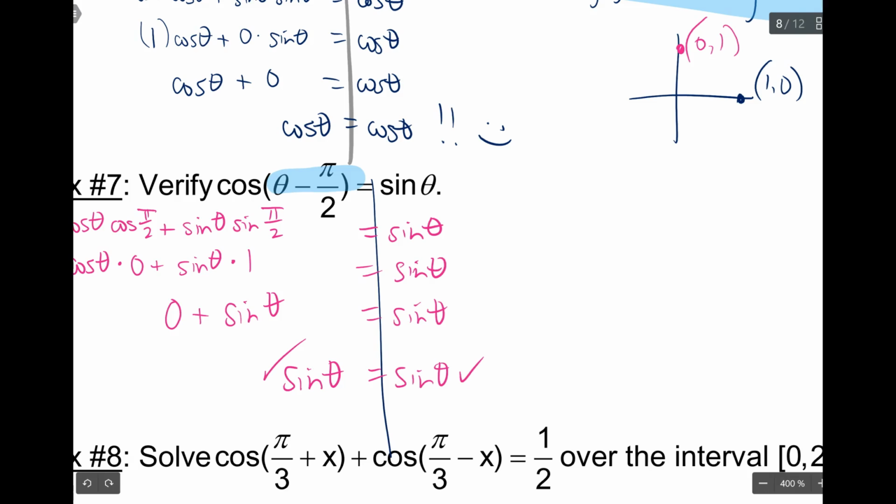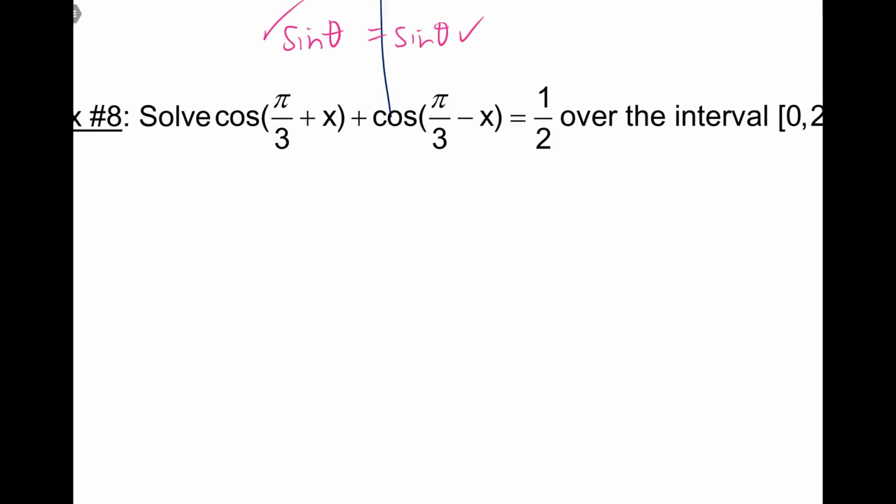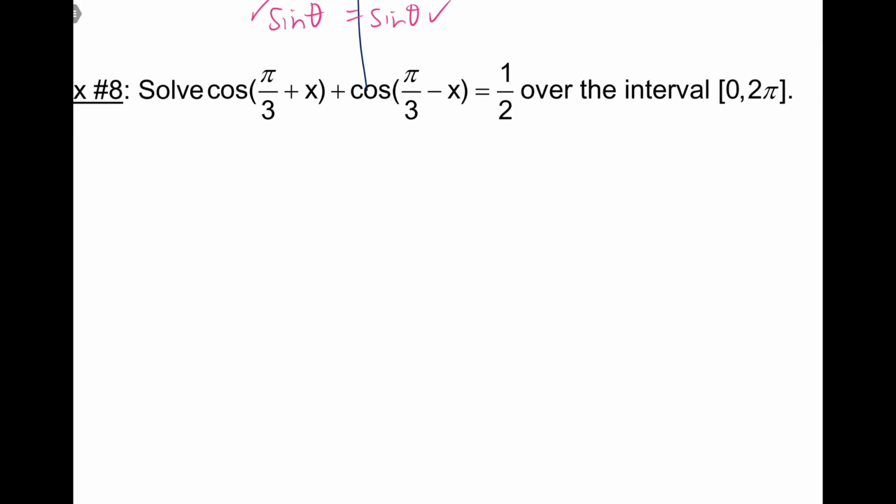Check, check. Awesome. All right, lastly, solve cosine of pi over 3 plus x plus cosine of pi over 3 minus x equals a half over the interval 0 to 2 pi. When it says over the interval 0 to 2 pi, that means we do not have to add the plus 2 pi in.